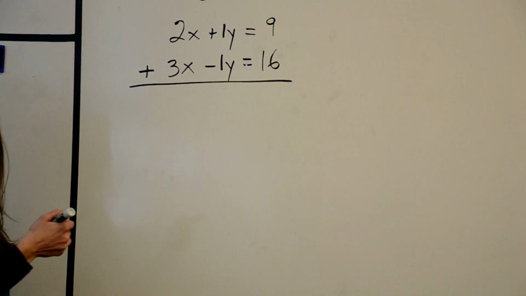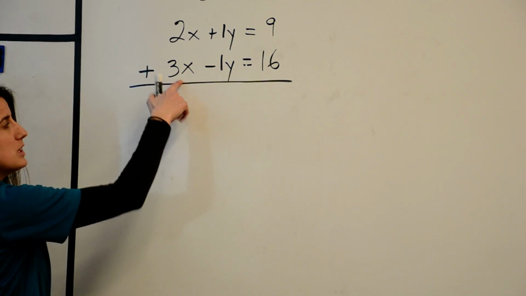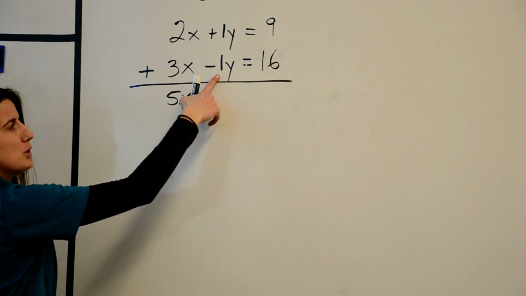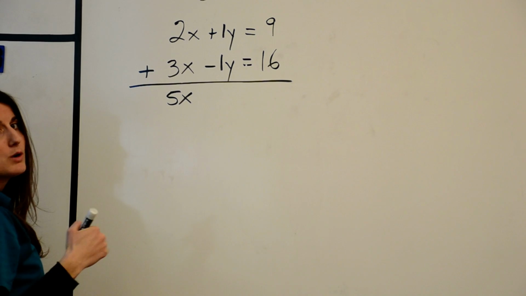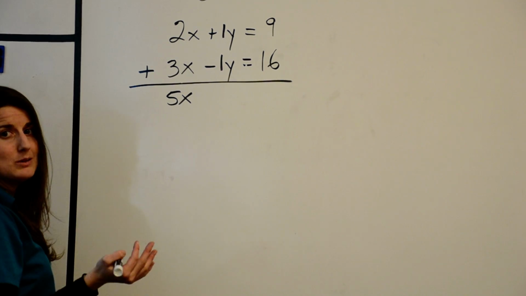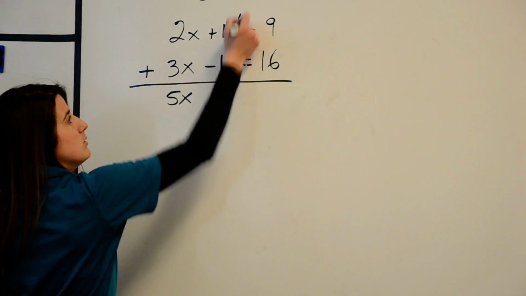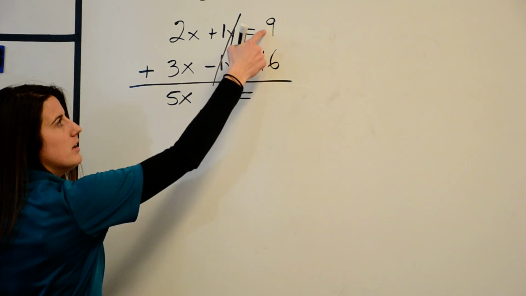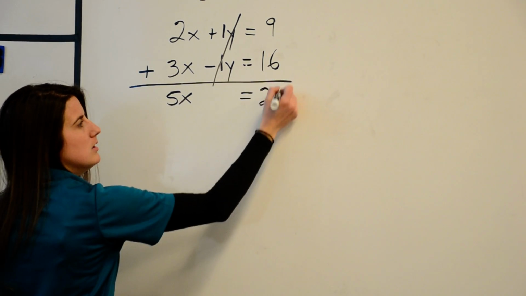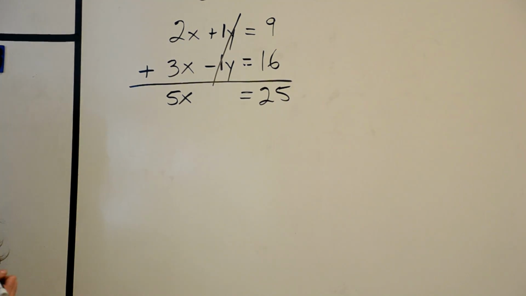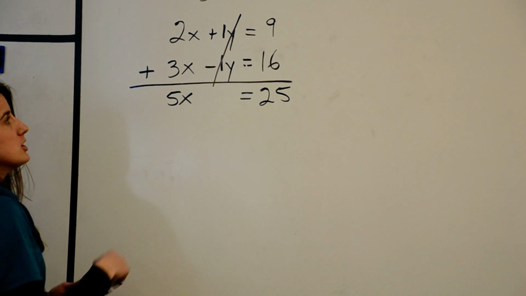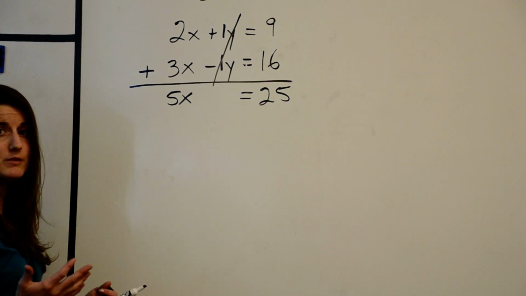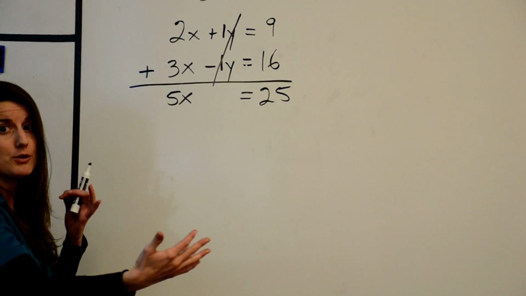And you're going to add vertically. So 2x plus 3x gives you 5x. Positive 1 plus negative 1 will give you 0, but 0 times y will just cancel out. So I'm just going to cross those out. Bring down your equal sign, and then 9 plus 16 gives you 25. So the purpose is one of your variables needs to disappear in order to solve the equation. If you have two variables, then you can't go any further.